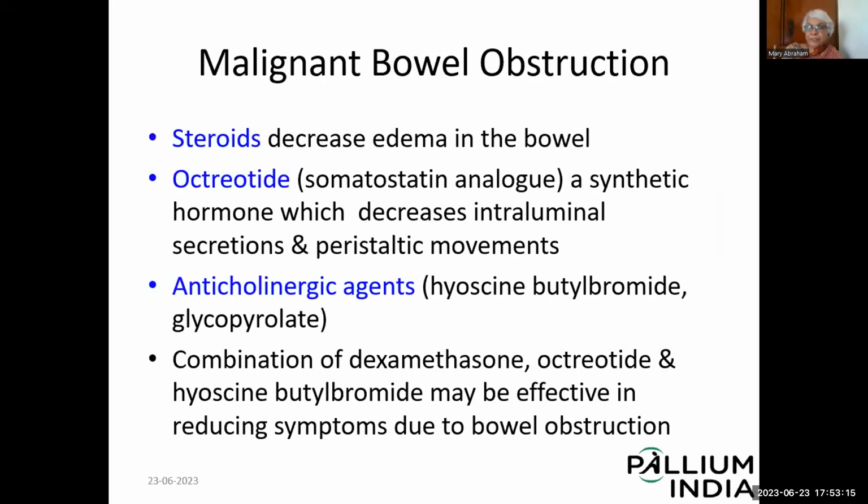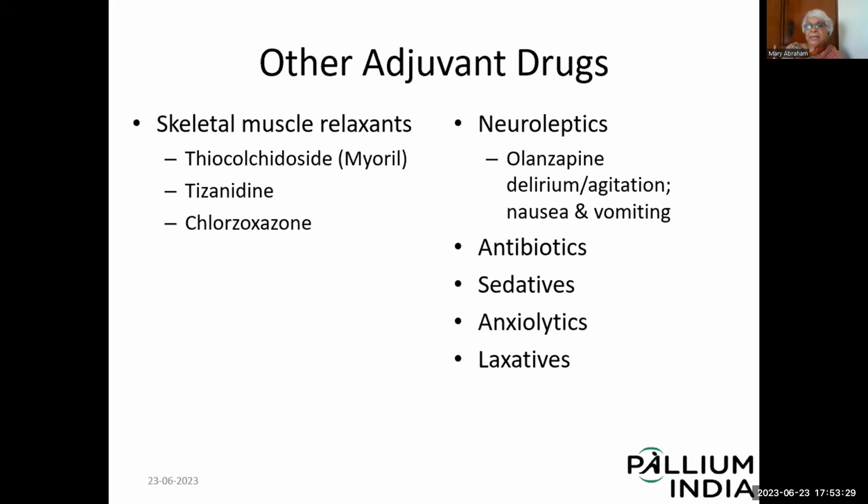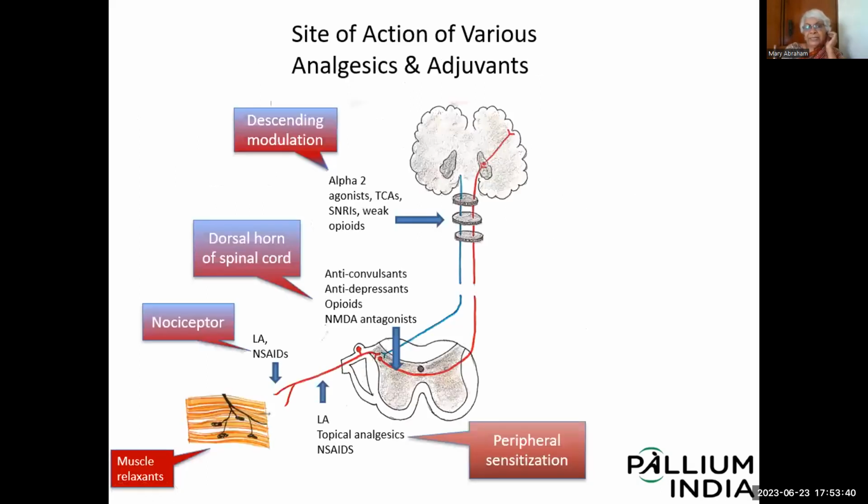For malignant bowel obstruction, the various drugs that are given, adjuvant drugs, are the steroids, the octreotide, and the anticholinergic drugs, or you can combine all of them to treat malignant bowel obstruction pain. The other adjuvant drugs are the muscle relaxants, the neurolepts, particularly when there's hallucination and delirium, then various laxatives and sedatives and anxiolytics.